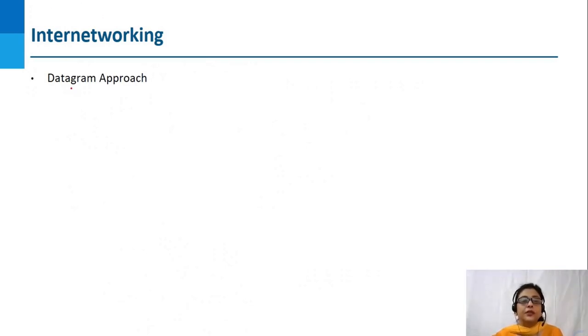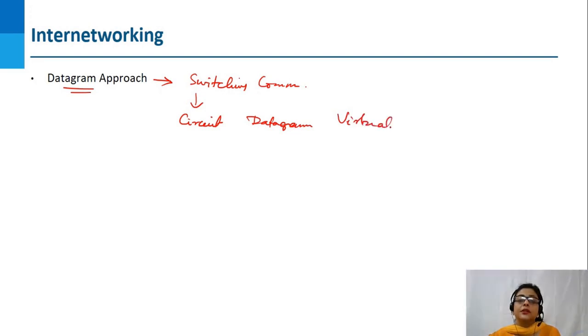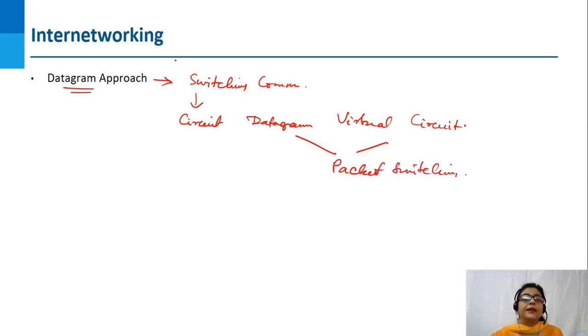Now, we have earlier learned about the datagram approach. This was taught in the switching communication part. There are three different types of switching communication. One is called circuit switching. The second one is called the datagram approach, and the third one is called virtual circuit switching. Virtual circuit switching and the datagram approach together are known as packet switching. The Internet uses the datagram approach to send packets over the internet from one source to the destination.